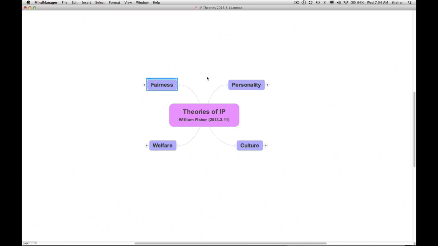The personality theory, which finds inspiration in the work of Kant and Hegel, is founded on the principles that intellectual products are extensions of the personalities of their creators, and that the law should be organized to respect and nourish the psychic bonds between creators and their expressive products. The dimension of copyright law that is most closely associated with personality theory is the set of so-called moral rights, which are most generously recognized and enforced in continental Europe and in other jurisdictions influenced by the civil law tradition.